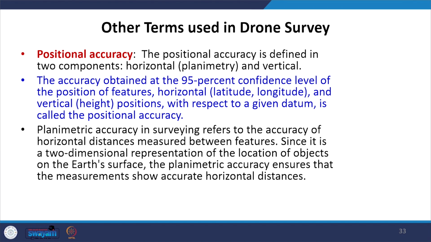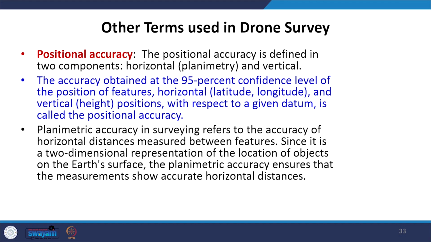Then a very important term is the positional accuracy. Whenever we are collecting the data, the question comes to mind: what is the positional accuracy of this particular data? When we are talking of accuracy, there are actually two components of it. One is the planimetric accuracy and the other is the vertical. So, one is called the horizontal accuracy and another is called the vertical accuracy.